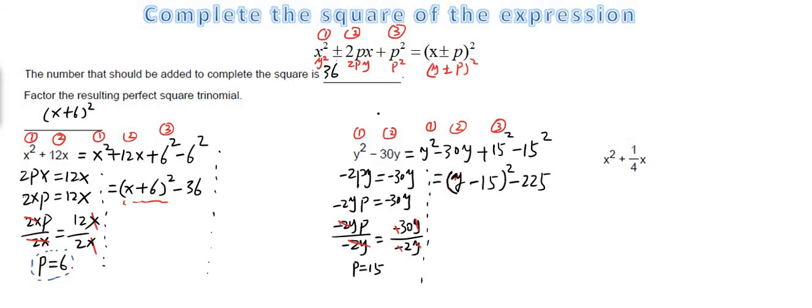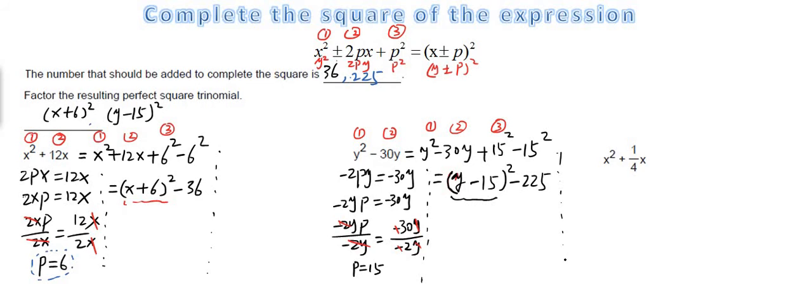Minus 15 squared should be 225. So for the second example, the number that should be added to complete the square is 15 squared, which is 225, and the factor, the resulting perfect square trinomial, is y minus 15 squared.